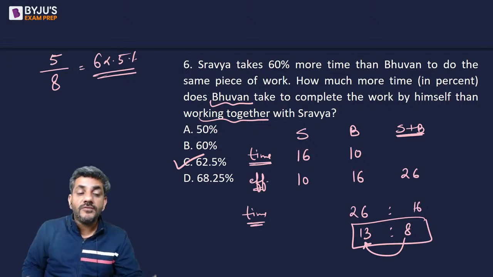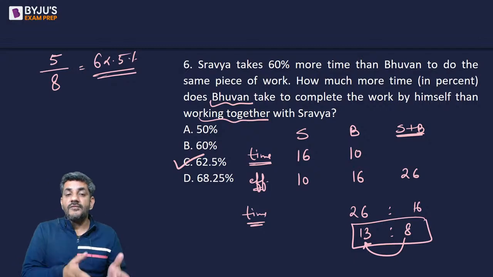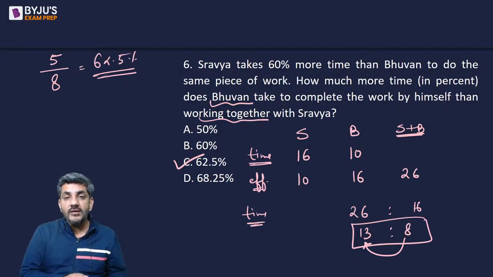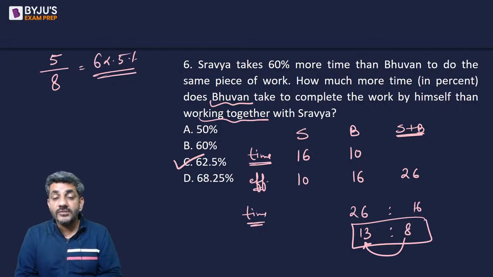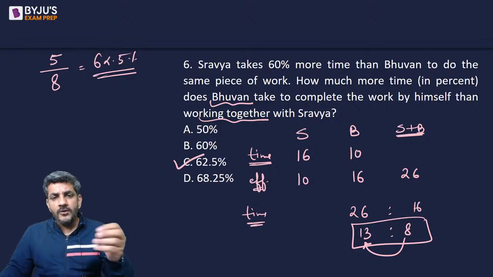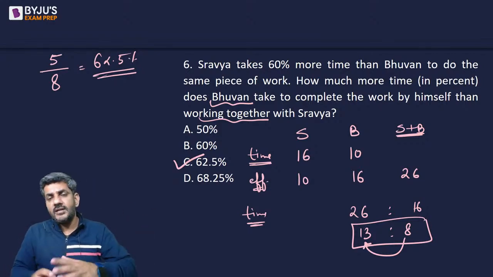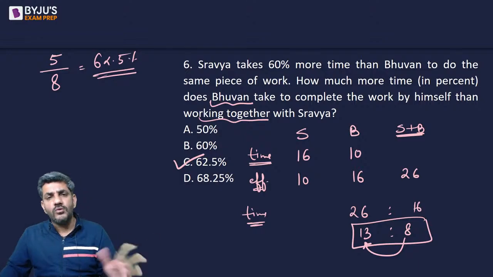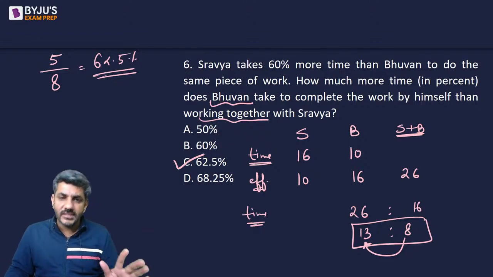Just by ratios, we could have got the answer. Ratio of their time taken is 16 is to 10. So ratio of their efficiency is 10 is to 16. Where from did I get 10 and 16? I just took any random number whose 60% can be taken easily. You could have taken 5 and 8 as well. You could have taken 20 and 32 as well. Take any two numbers where one is 60% more than the other.